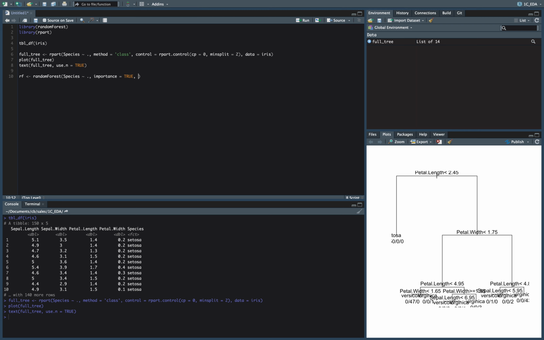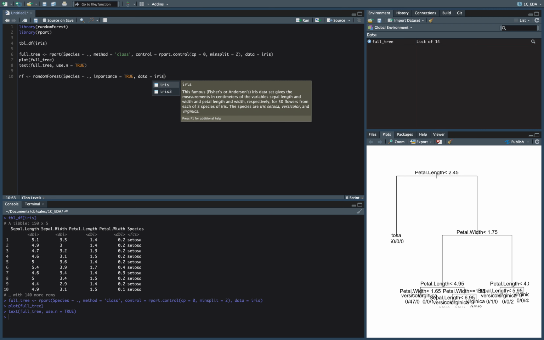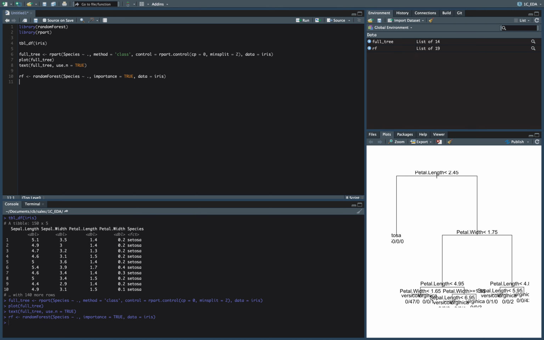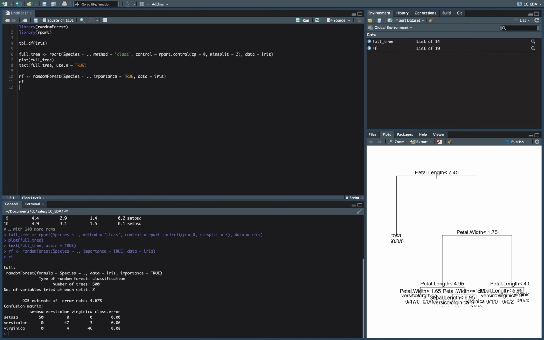true. You won't really want to do this if you have a large data set with millions and millions of rows, because this actually makes an n by n matrix that shows the closeness, and it's very large and time intensive if you have a large data set. But for this one with 150, we'll put it in and show what it does. We'll say our data is equal to iris. There it is. Our random forest is done. Let's take a look at it.